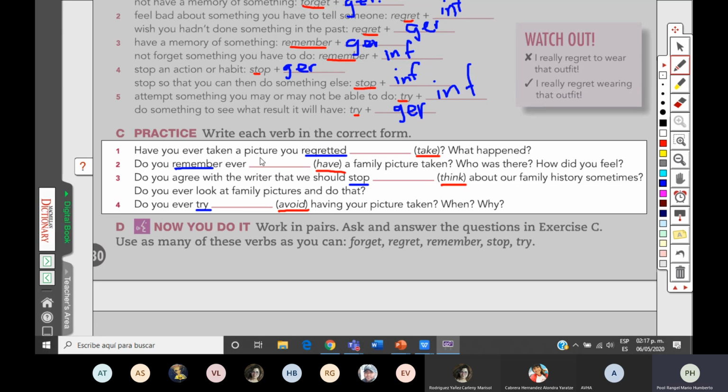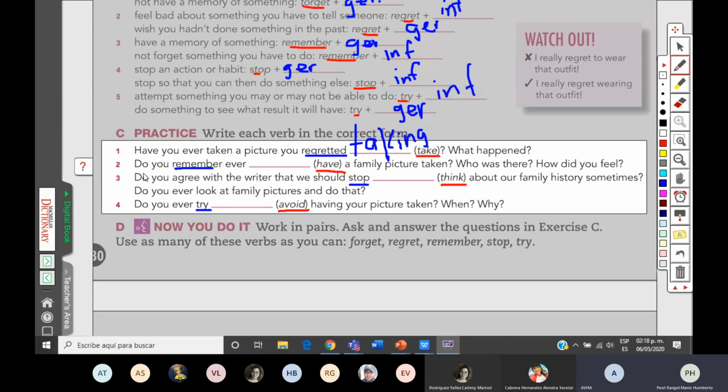Have you ever taken a picture you regretted? What happened? So, have you ever taken a picture you regretted? And here I have to use to take or taking. Taking. Yes, here it's going to be taking. So, have you ever regretted taking a picture? I think everybody has. Yes, when you take a picture of the chat. Something like that?